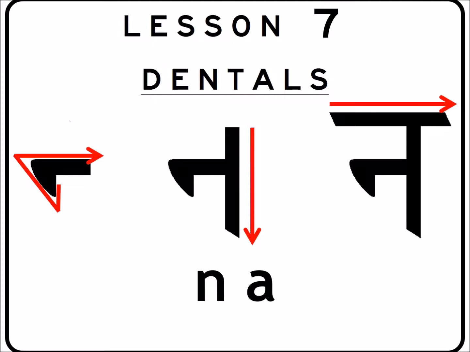To write this letter, you're going to draw a small triangle-like shape where the top base of the triangle is going to meet outwards, meaning horizontally to the right. You're going to connect that horizontal line with a long vertical line, and then you're going to connect that vertical line on top with its horizontal crossbar. So that is the letter na. Now the big advantage is that na is very easily understood. It's easily pronounced, and you can definitely distinguish this from the letter ṇa that we learned in the last lesson, the lesson on retroflex letters.